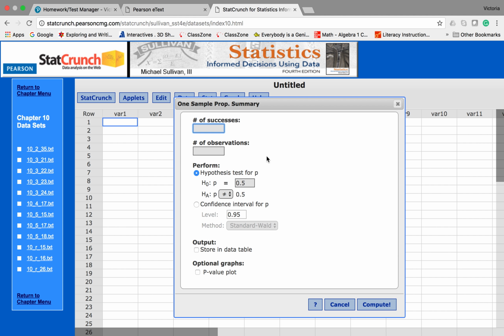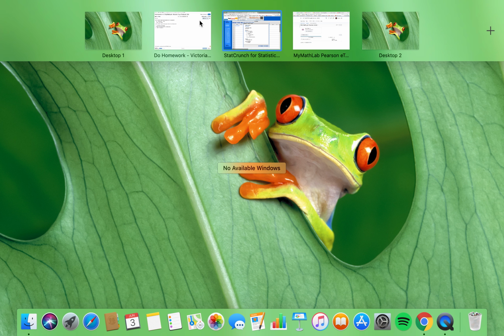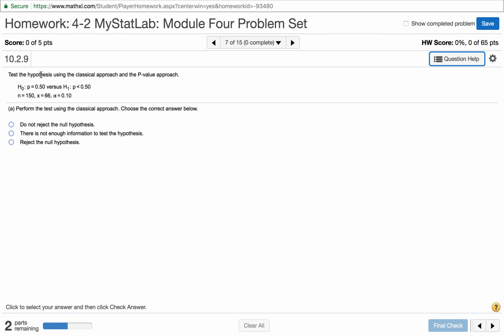Okay, so going back here, we have some information that's given to us. First of all, the hypothesis I'm testing is that H naught, my null hypothesis, is that P equals 50%, versus my alternative hypothesis, H sub 1, that P is less than 0.5. Now this symbol is going to be important, especially for the classical approach. So keep in mind whatever symbol they give you.